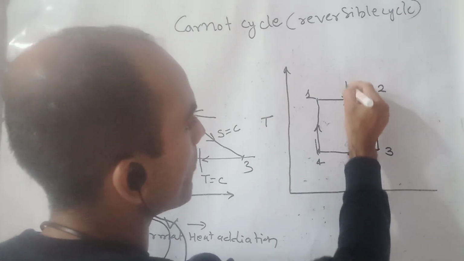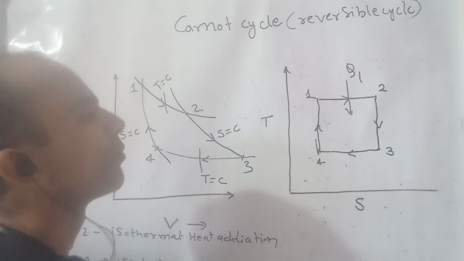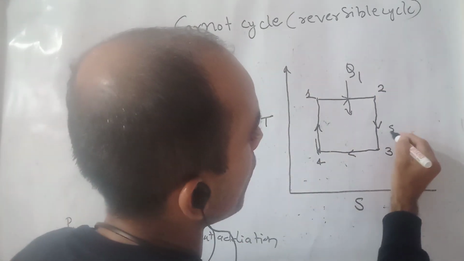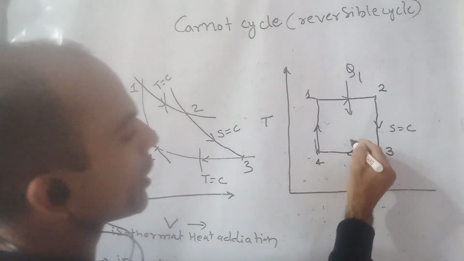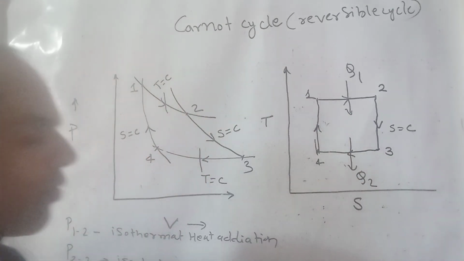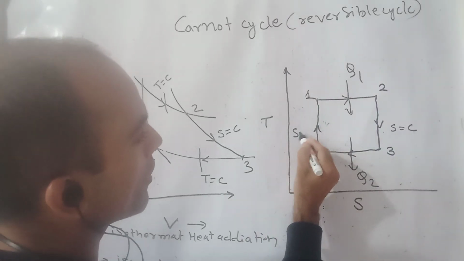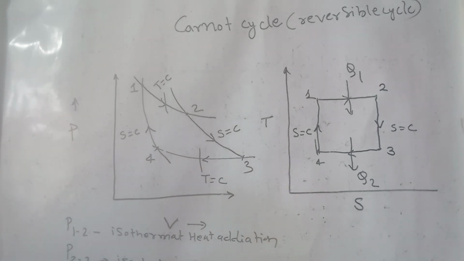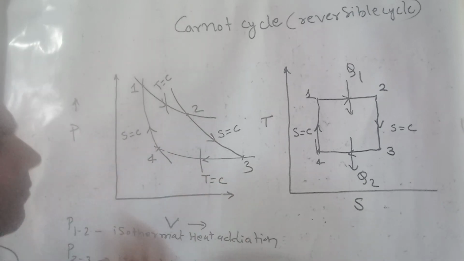Along 1 to 2, what happened? We are adding heat Q1 to this Carnot cycle. 2 to 3, entropy remains constant. Then 3 to 4, heat rejection takes place; Q2 goes out from the engine. Then 4 to 1, again compression along the isentropic process. So this is the TS representation of the PV diagram.